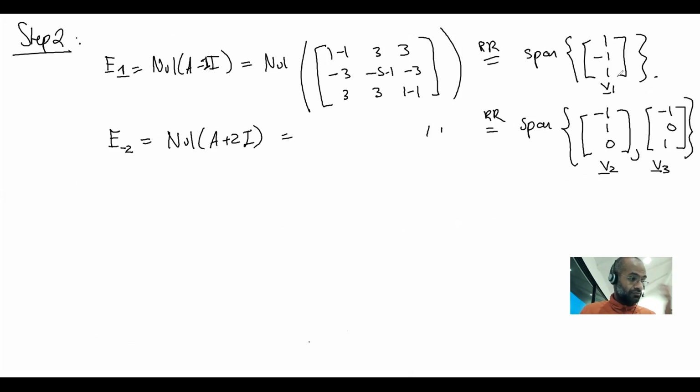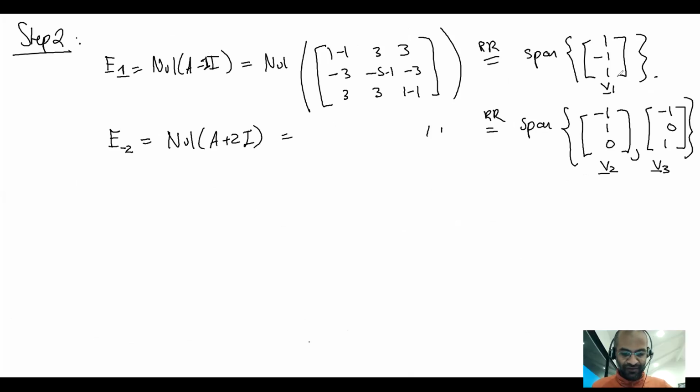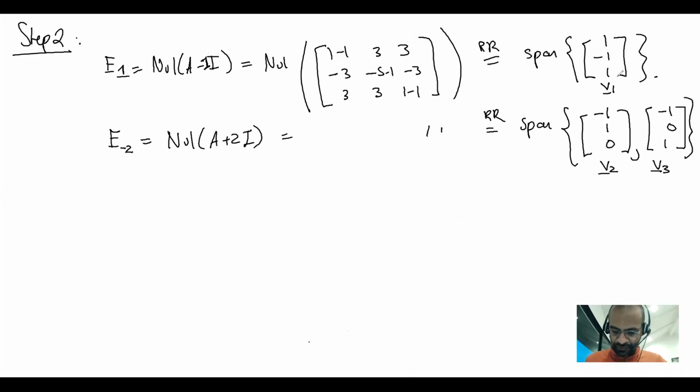So that's the algorithm. And that concludes this section, which is how to find eigenvalues and eigenvectors. These compute roots of the characteristic polynomial and then do row reduction.